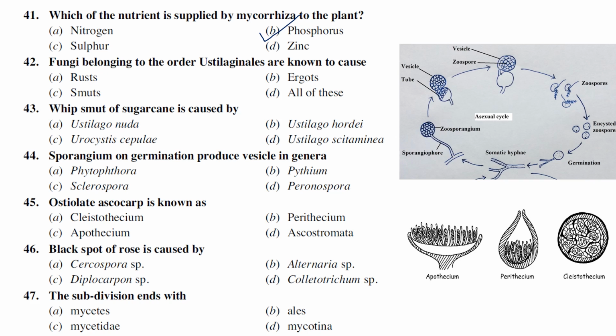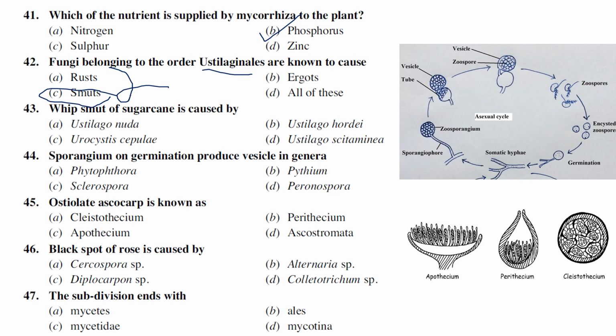And the next one: fungi belonging to the order Ustilaginales are known to cause rust, ergots, smuts, all of this. Generally, Uredinales causes rust, and Ustilaginales causes smut diseases in crop plants. So rusts and smuts come under the Basidiomycota group of fungi.